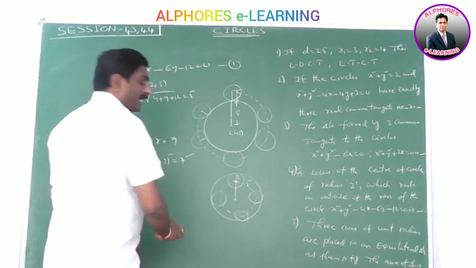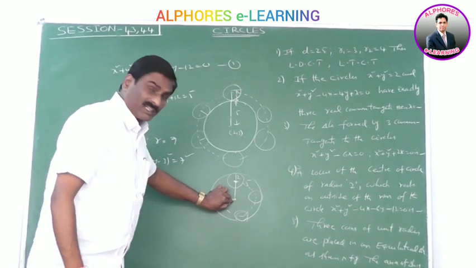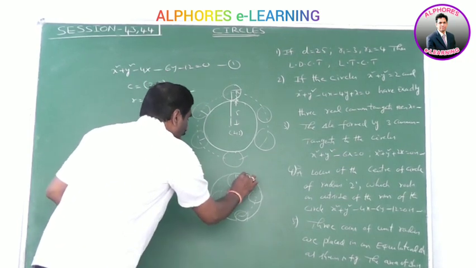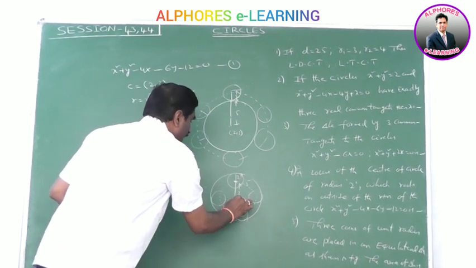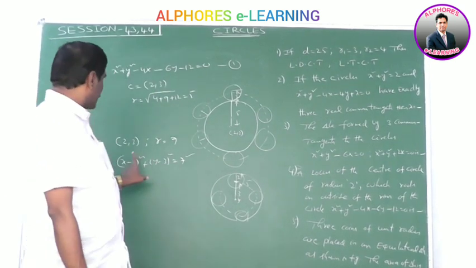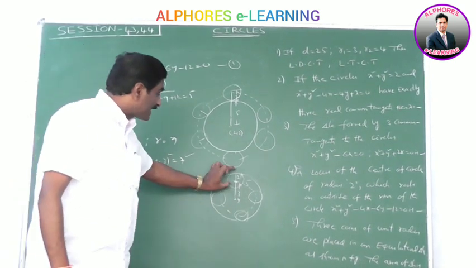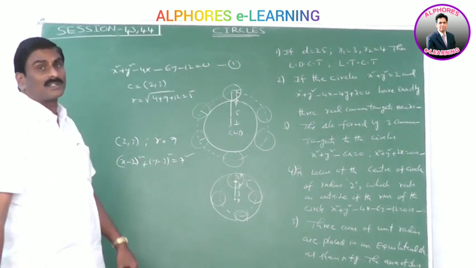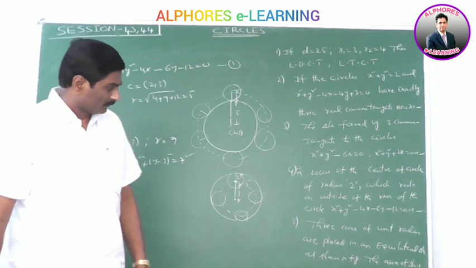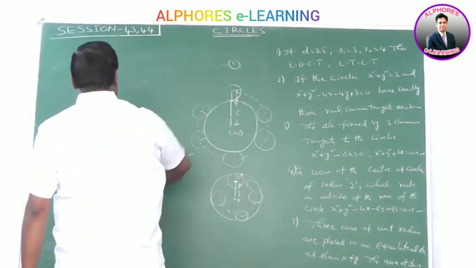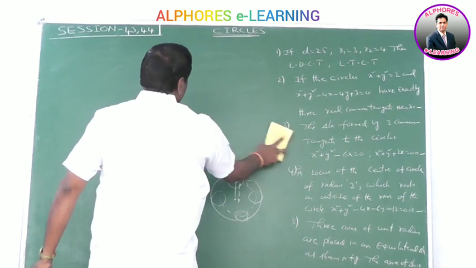The center locus is also a circle, concentric with the given circle. The radius of the given circle is 5 units, this is 2 units, so 5 minus 2 means this value is 3 units. So in this case, the locus of the center of the circle has the same center (2, 3) and radius 5 minus 2, that means R is equal to 3. Okay. Next question, the fifth one.